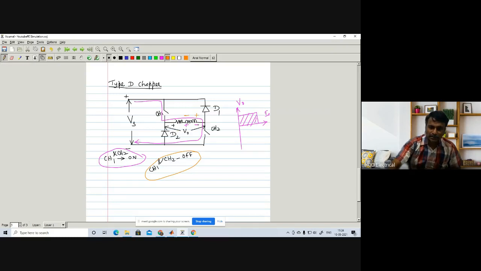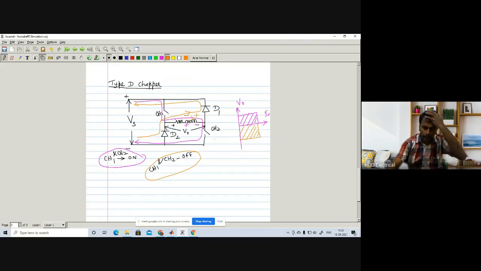So in this case, what happens? The stored energy in the inductor will freewheel through the source. It will feed back to the source. So now the voltage polarity is negative. At the same time, current is positive, in the same direction as in the previous case, but the voltage will be negative. So this is called current positive and voltage negative. This is our fourth quadrant.